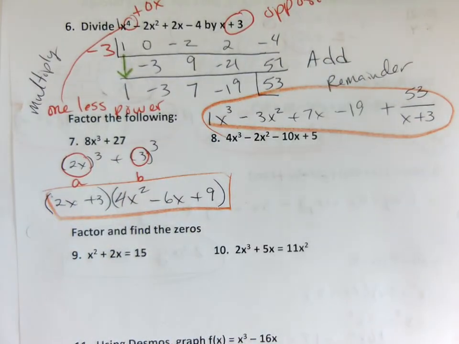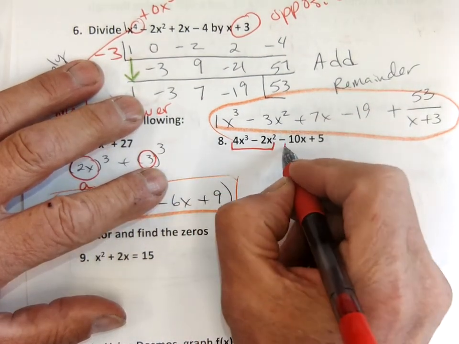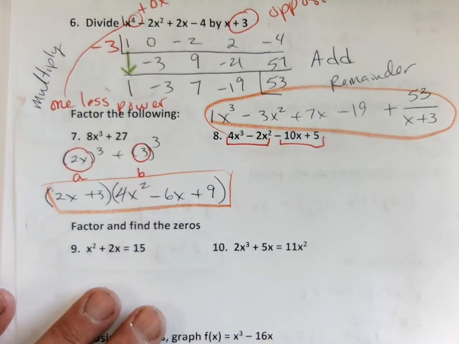Okay, number 8. 4 terms. Right? 4 terms, what do we do? You group them. We're going to group them. Remember how we group them? Nice job, Luke. Okay, so we're going to group them. I'm going to put these 2 together and these 2 together, right?